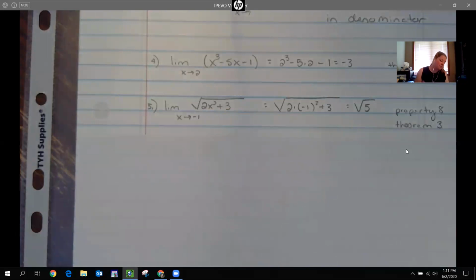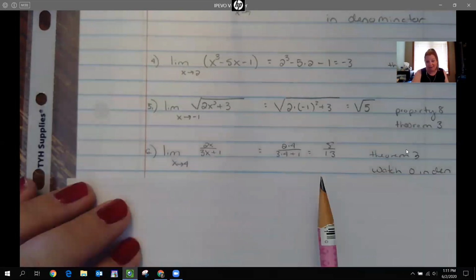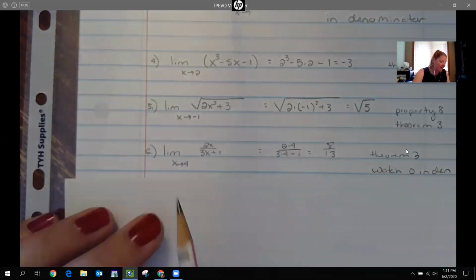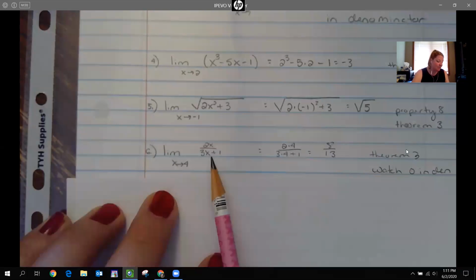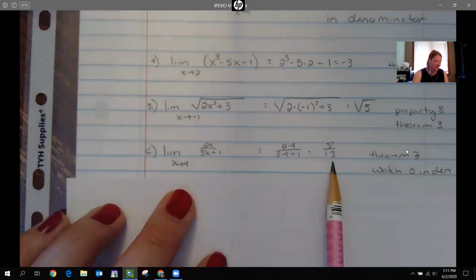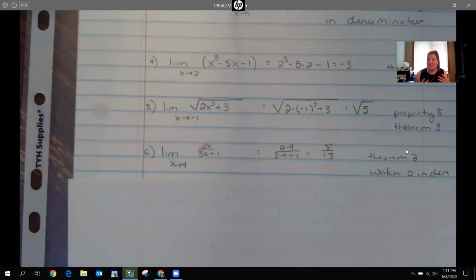Okay, so next one. We have to watch for 0 in the denominator. This is what's going to get you. This is where the tricky part comes. So I have a 4. I put the 4 in. That's going to give me my limit. So I put the 4 in the top. 2 times 4 is 8. On the bottom, 3 times 4 plus 1 is 13. So I have 8/13. If I would have had a 0 in the denominator, then I would have had issues. I can't actually find the limit with this theorem if I have a 0 in the denominator.